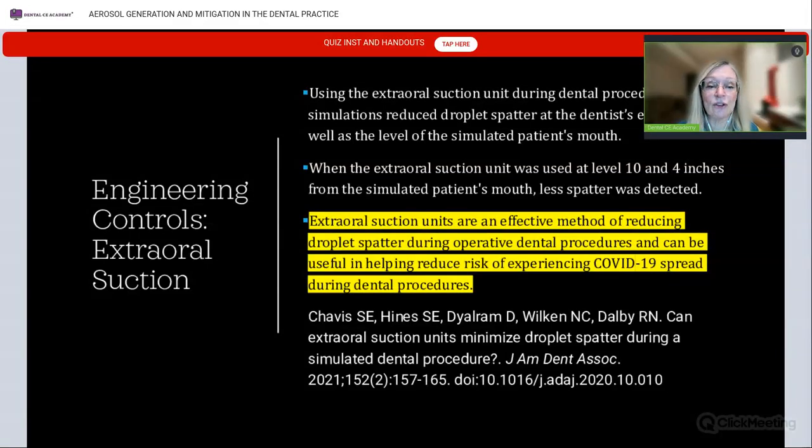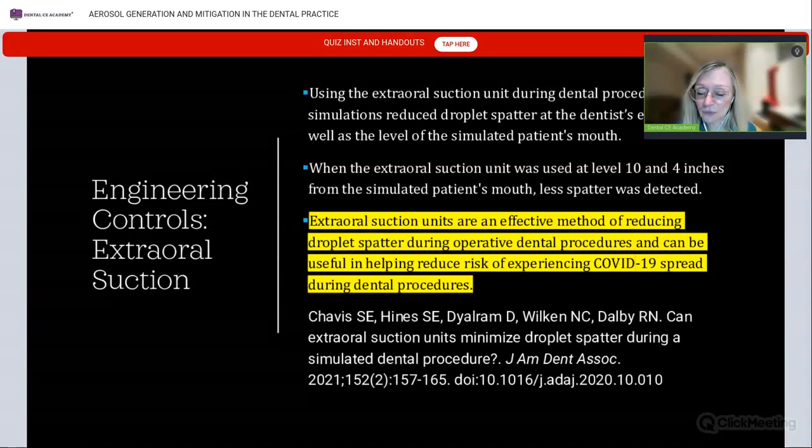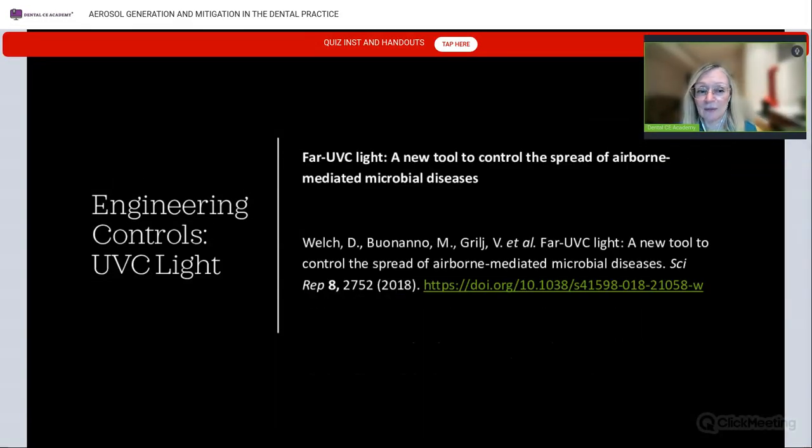And you'll see that droplet spatter occurs very close to us. We're close to the patient at eye level. You'll hear Glory talk about source control as well, and the scavenging devices that they have.